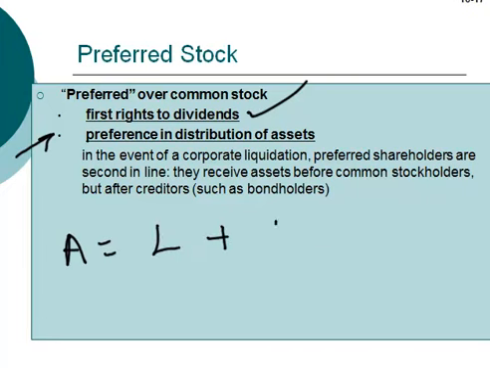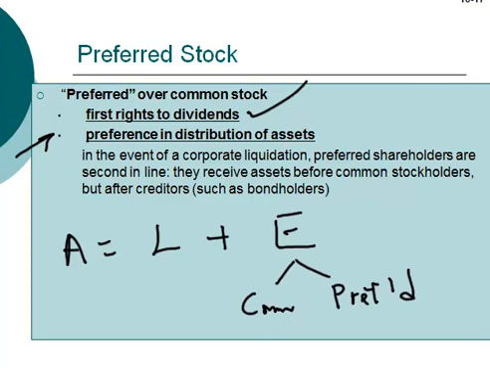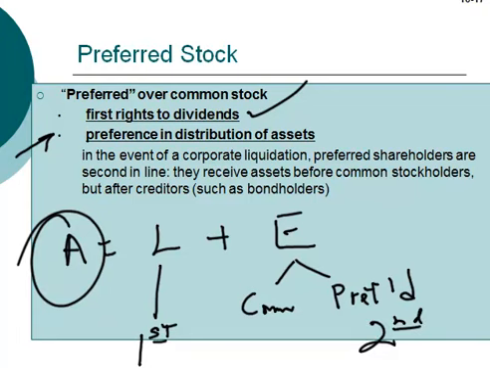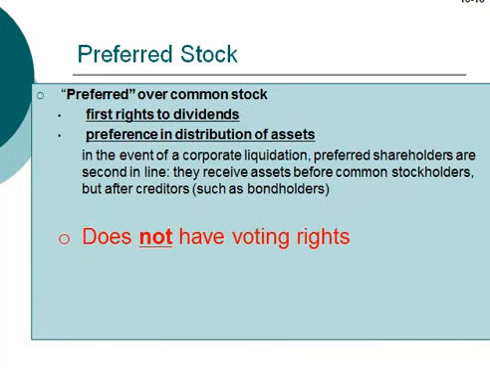Recall the fundamental accounting equation. We're now distinguishing in the equity section between common and preferred shareholders. Our resources first would have to go to satisfy non-owners' claims. Second in line would be a preferred shareholder, and then last would be the common shareholder. While a preferred shareholder enjoys these preferences, the preferred shareholder typically does not have voting rights.